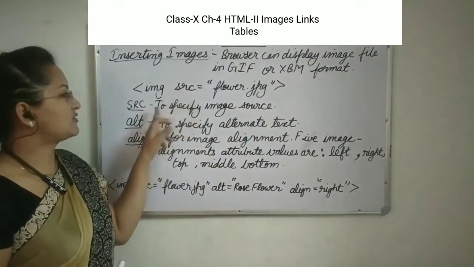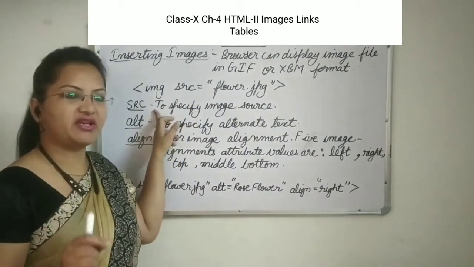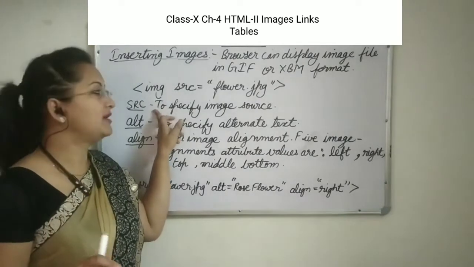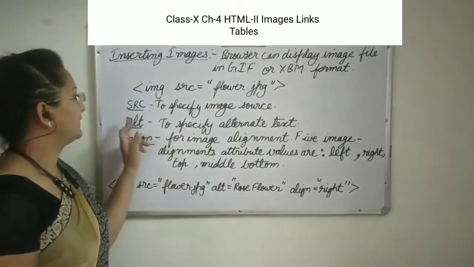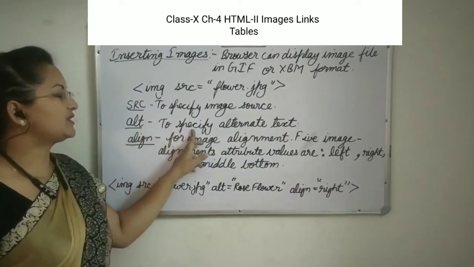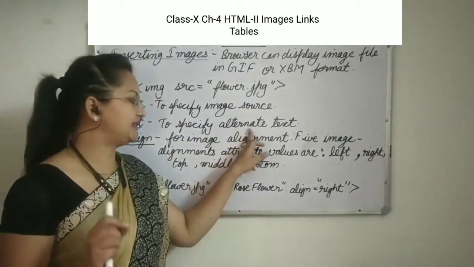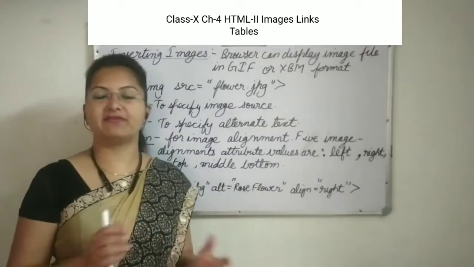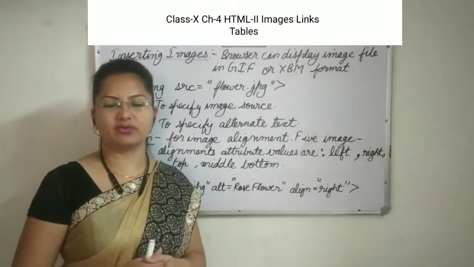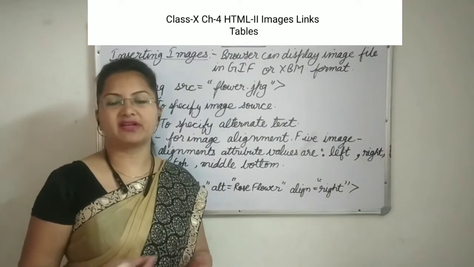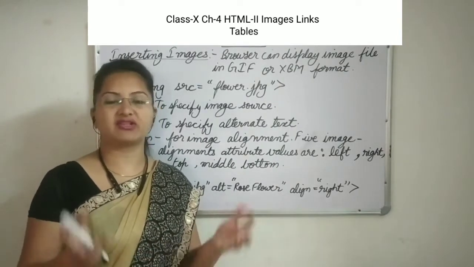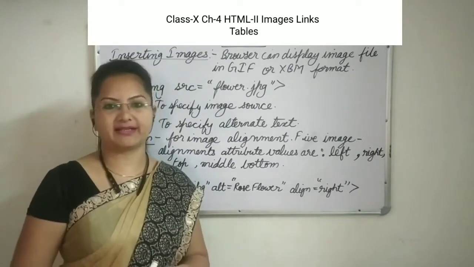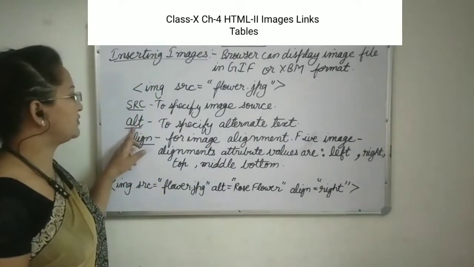SRC is the image source. Here we have to specify the source image, that means the file name. Then alt. Alt means to specify the alternate text. Why is it required? Sometimes you might have seen in the web browser that it takes too much time to load the image, because of internet connectivity or something like that, and the image is not loading. At that time you will be able to see the alternate text. So for that we will use the ALT attribute.